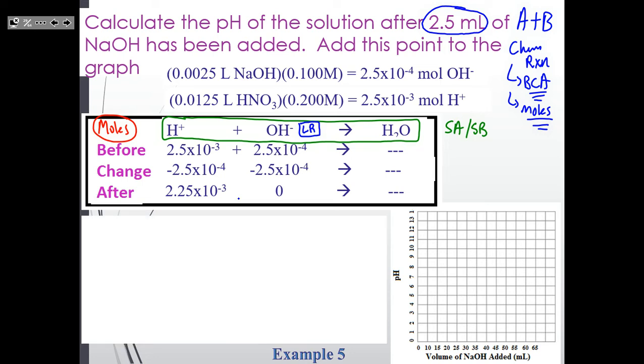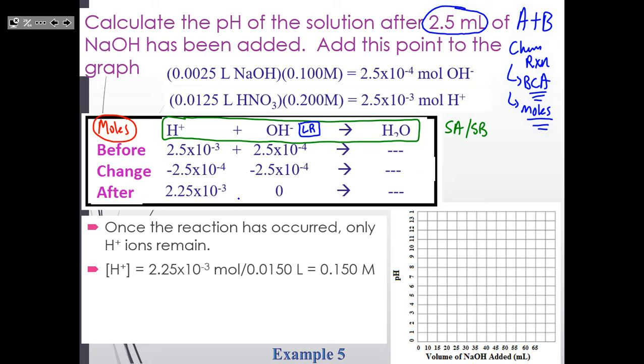We're going to take this value and calculate the concentration. And remember, we only had moles, so we still have to divide by our total. I'm going to write that in, our total volume of our new solution. Remember, that's changing. So now we have a 0.15 molar solution of H plus.